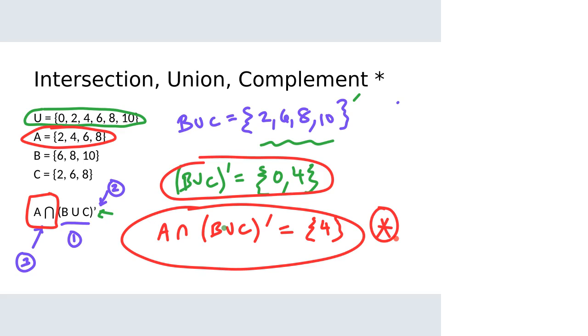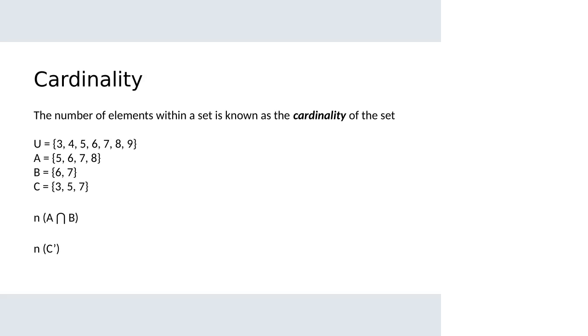We have one more new idea. That one more new idea is cardinality. The number of elements within a set is known as the cardinality of that set. Cardinality means the number of elements that are in a set. We kind of saw this earlier when we talked about equivalent sets. Two sets are equivalent if they have the same cardinality, if they have the same number of elements.